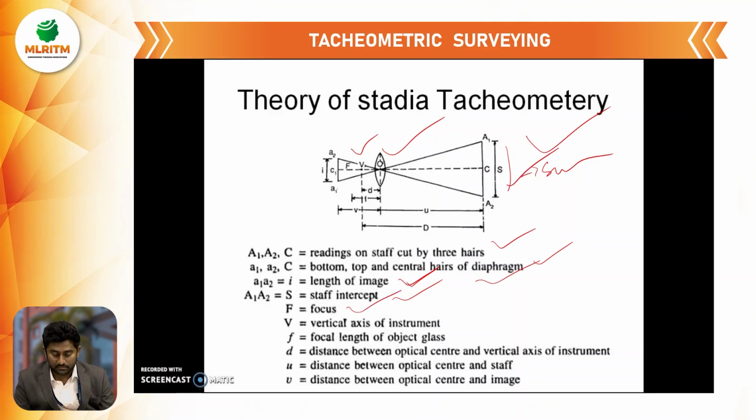F equal to focus. Focus means focal distance between the objective vane to the eye vane. Next, V is equal to vertical axis in the instrument. F equal to focal length of the objective glass. Next, coming to the small d is indicated in this figure. Distance between optical center and optical axis of the instrument. Next, mu is the distance between the optical center and staff. Next, V is the distance between the optical center to the image. Like where we have to survey the instruments or image or anything else. So these are the indications of the stadia of the tachyometry.